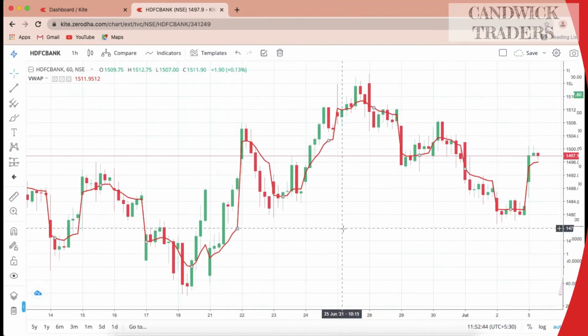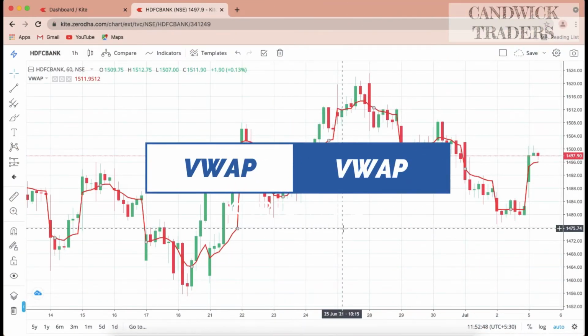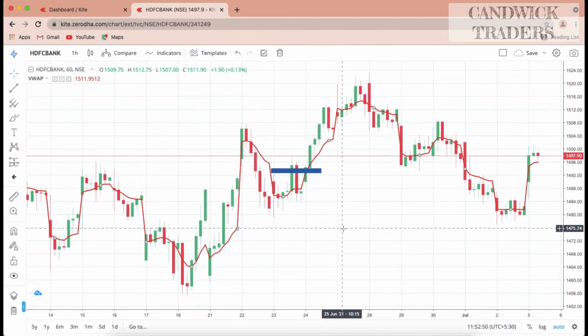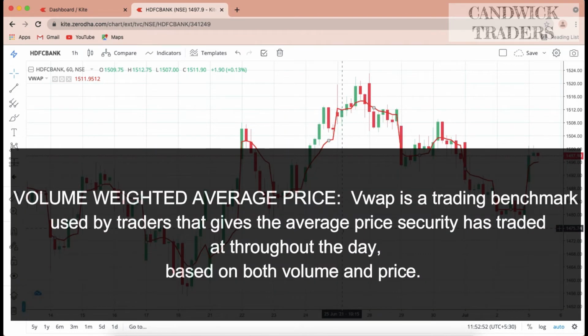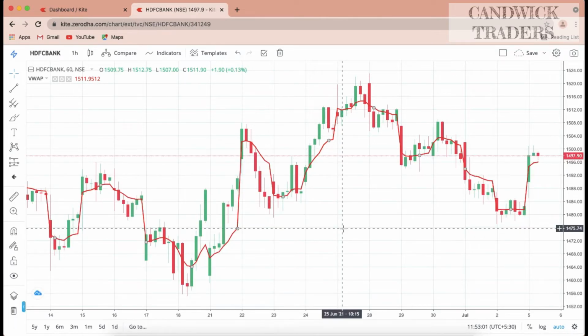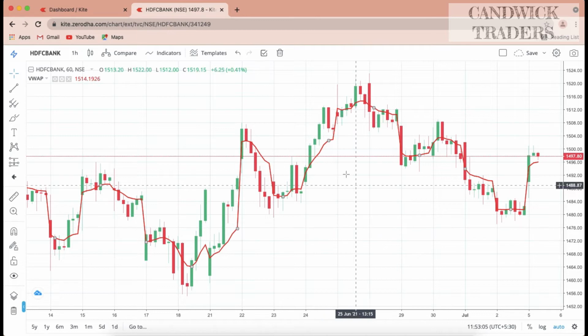The next indicator, the third indicator, is VWAP, volume weighted average price. VWAP gives the average price at which the stock has traded throughout the day based on volume and price. Hence, VWAP shows the fair value of the particular stock. A lot of big fund houses and hedge funds use this indicator. They will buy at a fair price.